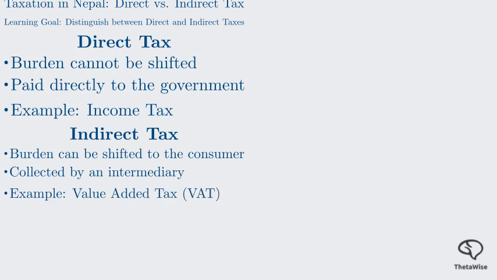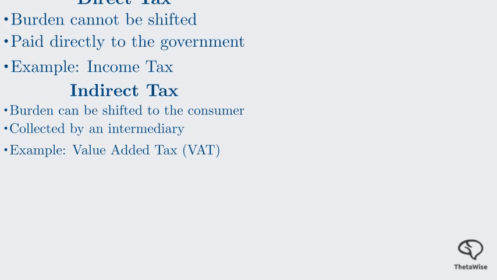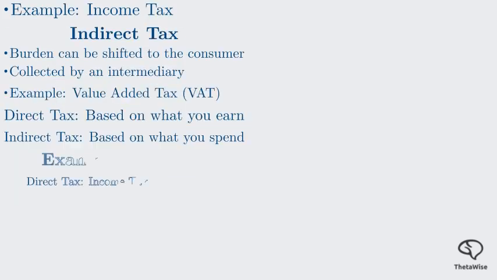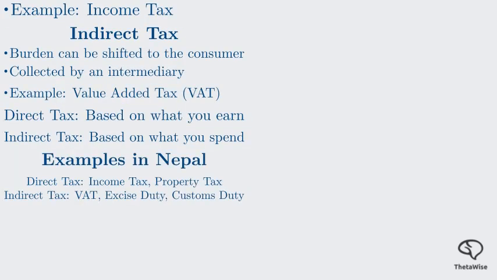Now, let's compare the two types. Notice the difference. Direct tax is based on what you earn, while indirect tax is based on what you spend. We will explore each of these in more detail, starting with the most significant direct tax: income tax.